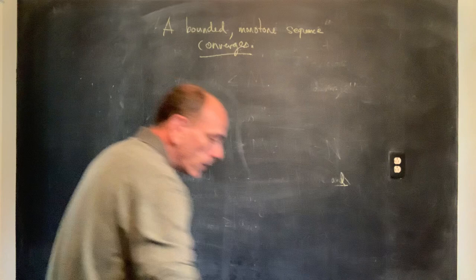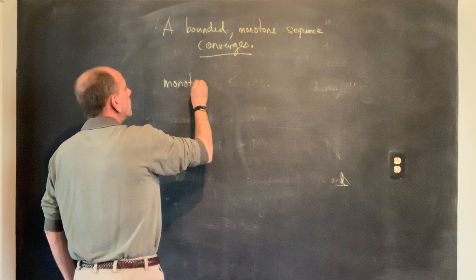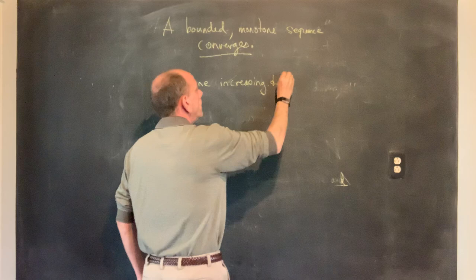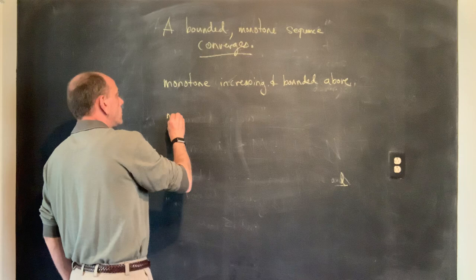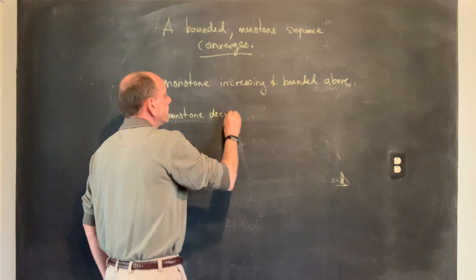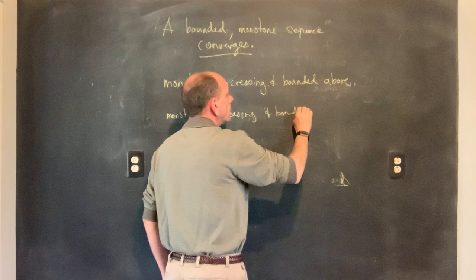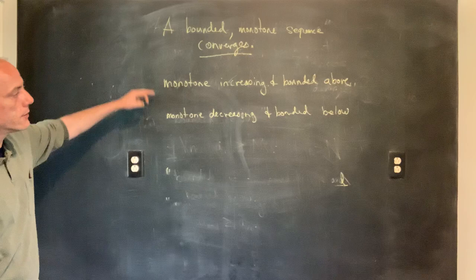Monotone increasing and bounded above, that converges. Monotone increasing and bounded above converges. And likewise, monotone decreasing and bounded below. In either of these two cases, for sure, that sequence converges.